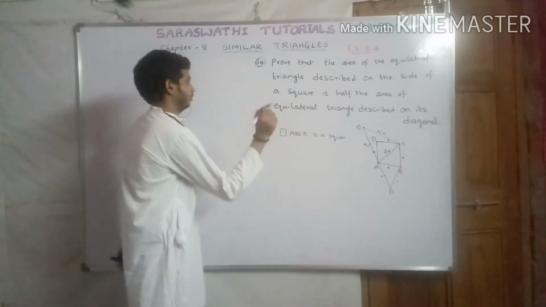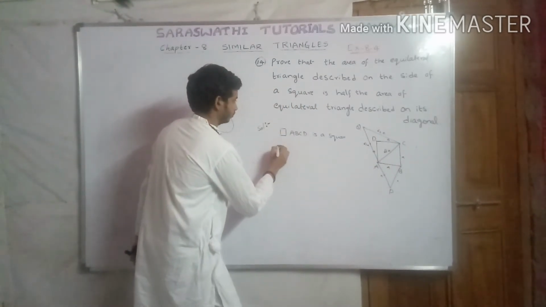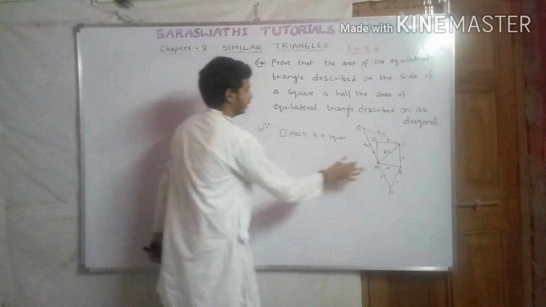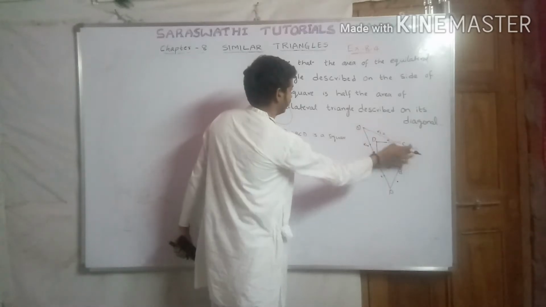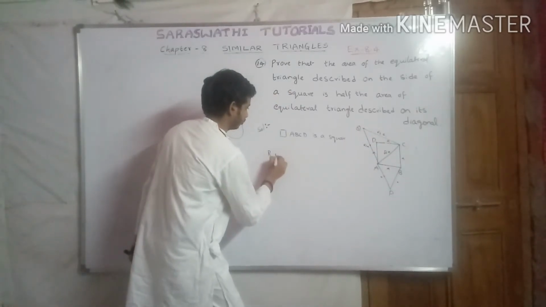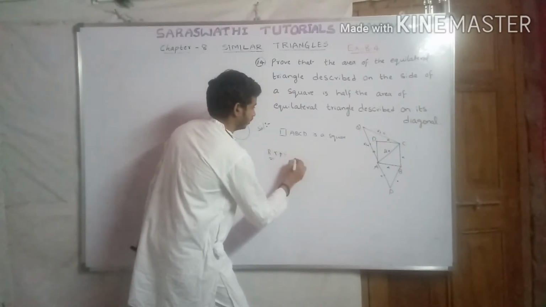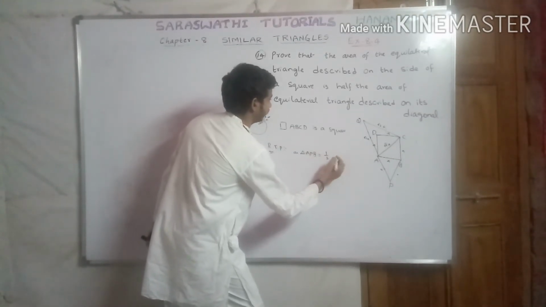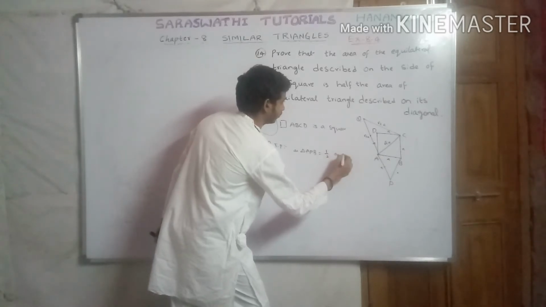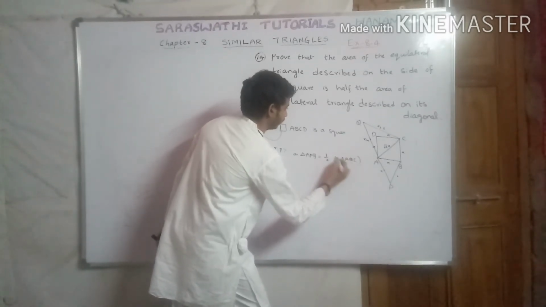So we have to prove that the area of equilateral triangle APB is half the area of triangle AQC. Required to prove: area of triangle APB equals half the area of the triangle described on the diagonal, that means area of triangle AQC. This is required to prove.